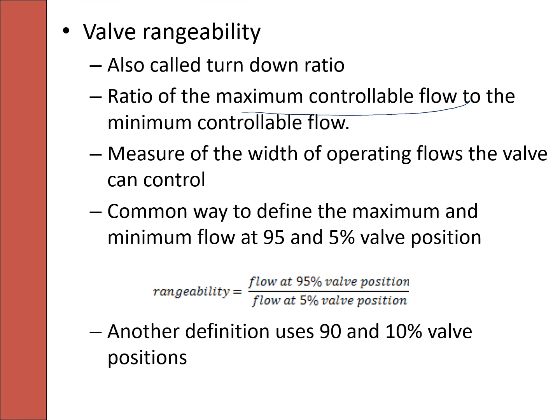So basically, for rangeability, you need to divide the flow at 95% valve position over the flow at 5% valve position. Sometimes there is a valve that can operate from 10% to 90%. So if you want to calculate the rangeability, you need to find the flow at 90% divided by the flow at 10%. It depends on the type of valve that you will use later on. So the common one is this one.